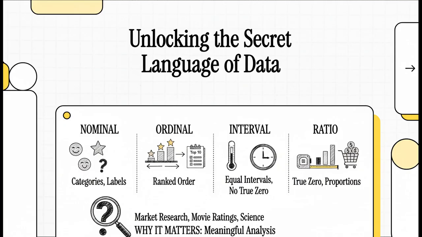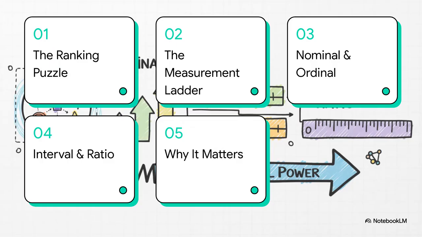This is the hidden framework that shapes, well, everything, from massive market research studies to the movie ratings you scroll through on a Friday night. So here's our game plan. We're going to start with a real-world ranking puzzle that you've definitely seen before. Then, we'll start climbing what I like to call the measurement ladder, moving from the absolute simplest kind of data to the most powerful. And finally, we'll see why getting this stuff right is the difference between finding a genuine insight and just having a bunch of meaningless numbers. So let's get into it.